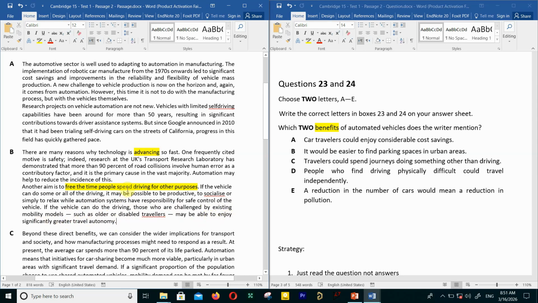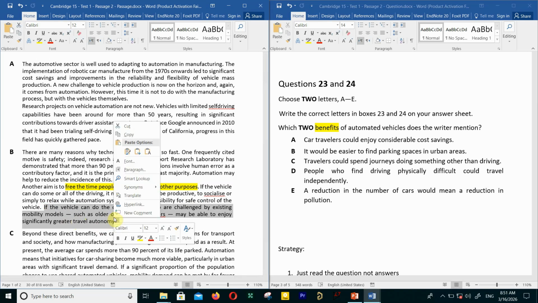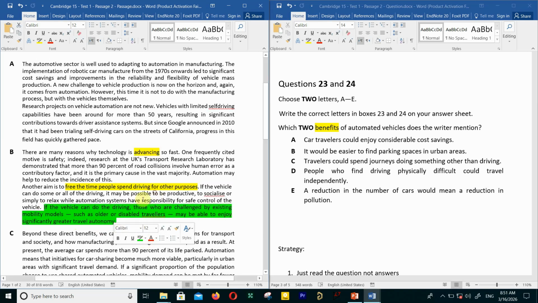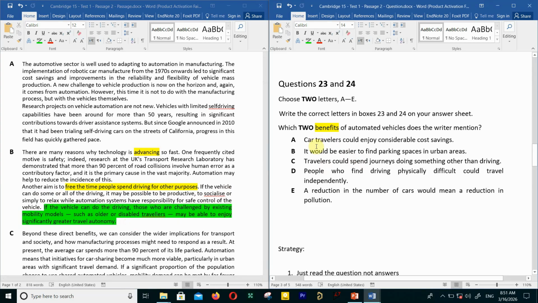So it's mentioning different advantages or benefits. For example, here people with some sort of challenge with mobility, this kind of thing. Okay, it is completely obvious. Let me now go through the question options, because maybe they paraphrase it somehow. Car travelers could enjoy considerable cost savings. Nothing about the cost savings. You just eliminate this one.